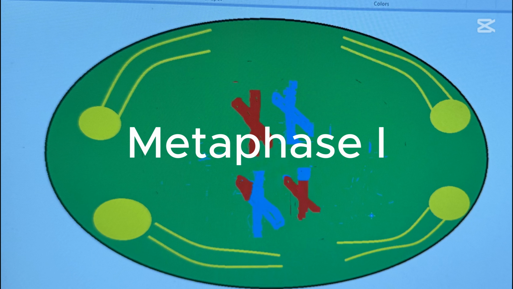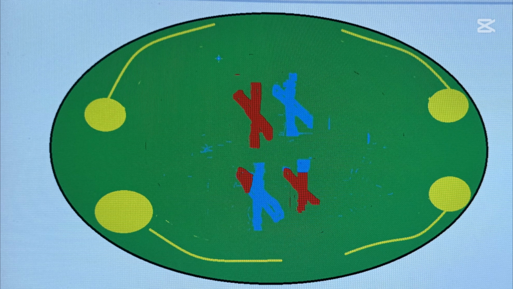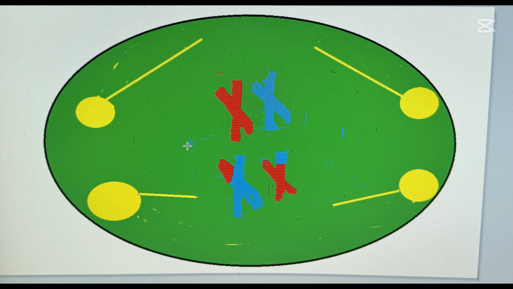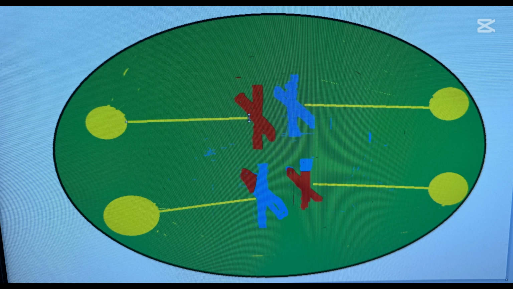The next phase is metaphase 1, where all the replicated chromosomes line up in the exact center of the cell. This alignment is made by spindle fibers as they attach to the chromosome centromeres, as if it were a game of tug-of-war, to make sure chromosomes are distributed properly. This is crucial as it verifies that everything is ready to go into the next stage.